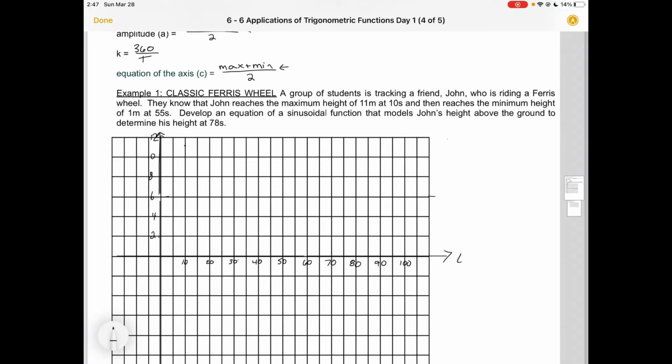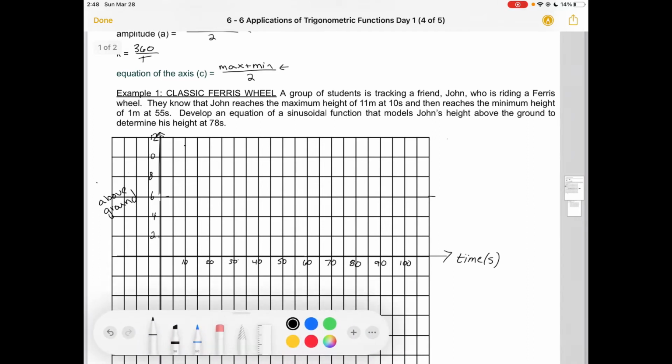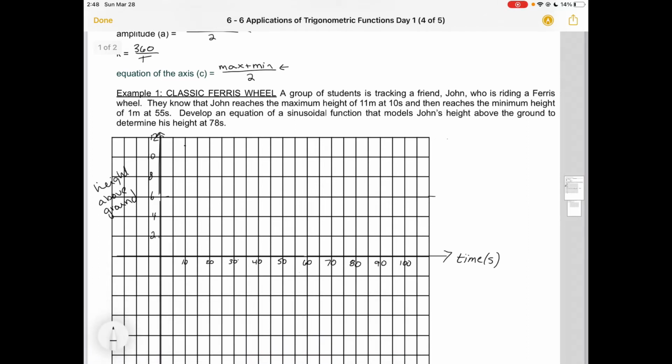Here I've labeled my x-axis going up by 5s. This is my time in seconds. And this is my height above the ground. Let's say that instead, that might be better. So this is our height above the ground, and this is in meters. Okay, so let's plot those 2 points that we know.